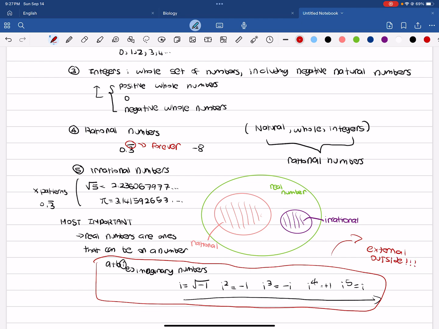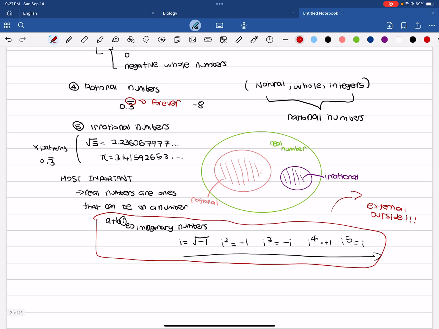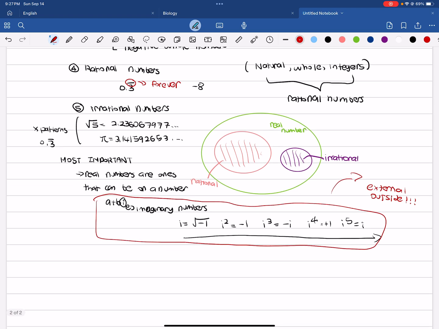Okay, so let's move on to our next important points about some decimals. Terminating decimals. This is really important, guys.